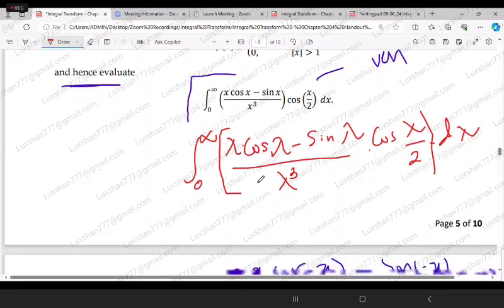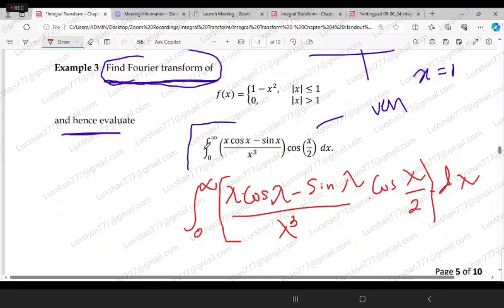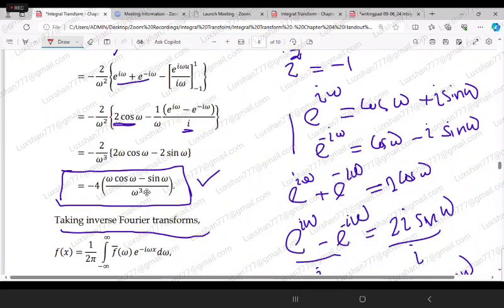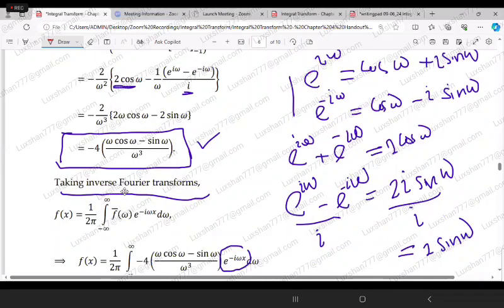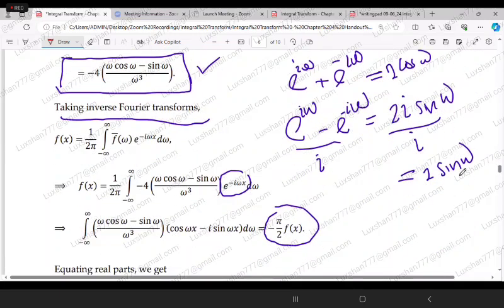Okay, now I'm just explaining it again quickly. First, we are finding the Fourier transform of this function. Using this, actually we want to evaluate this integration. To evaluate it, we have to consider the inverse Fourier transform. According to the definition, we have 1 over 2 pi, minus infinity to plus infinity, f bar omega e to the power minus i omega x d omega. Look, the minus is there.